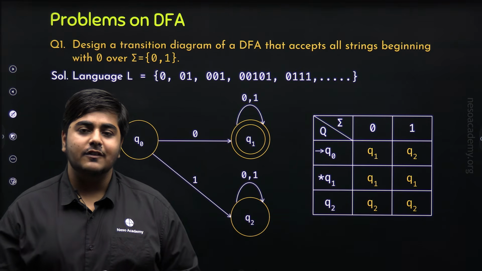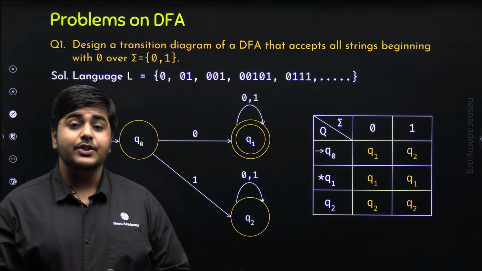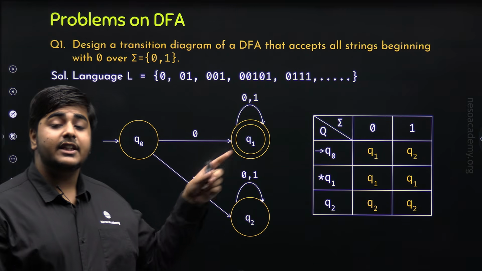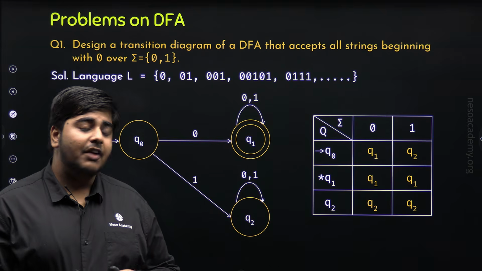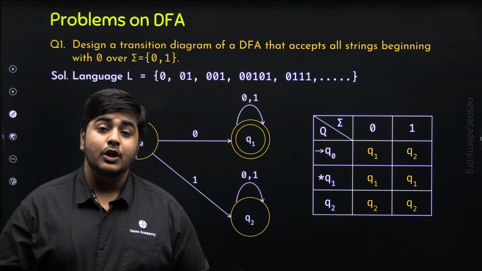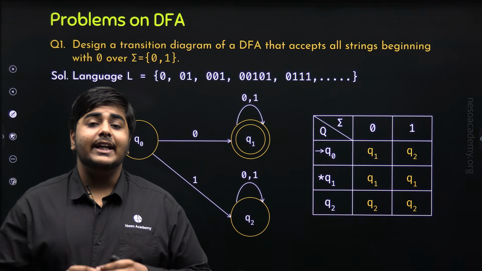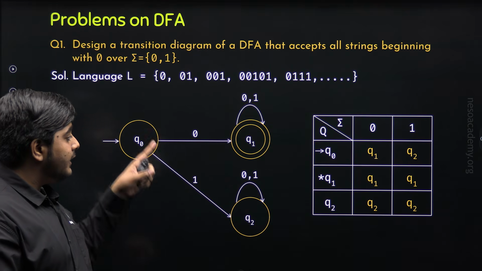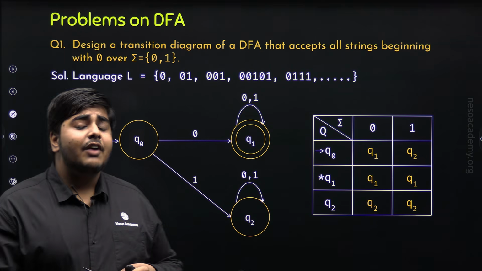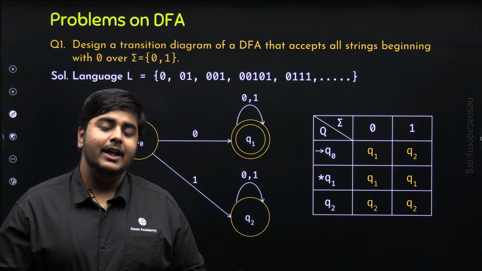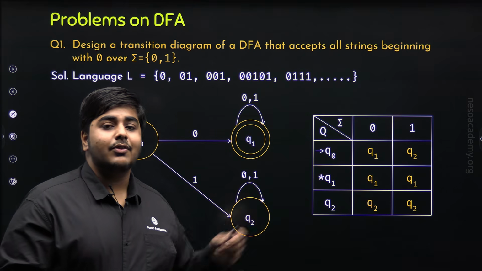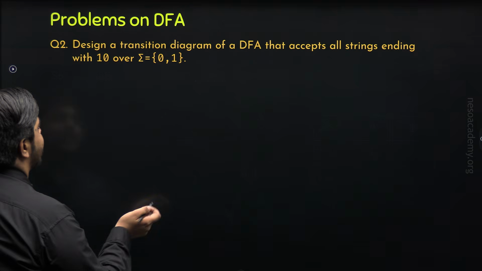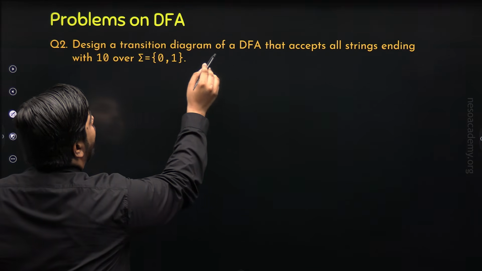So in this way, we have solved our problem number 1, in which we have written the language, drawn the transition diagram, then we have seen the 5-tuple representation of the DFA, and after that we have constructed the transition table. So keep this in mind. Whenever you encounter any question on DFA construction, first of all, you have to write the language, then you have to draw the transition diagram, then you have to write the 5-tuple representation of the DFA, and at last, you need to construct the transition table for the DFA.